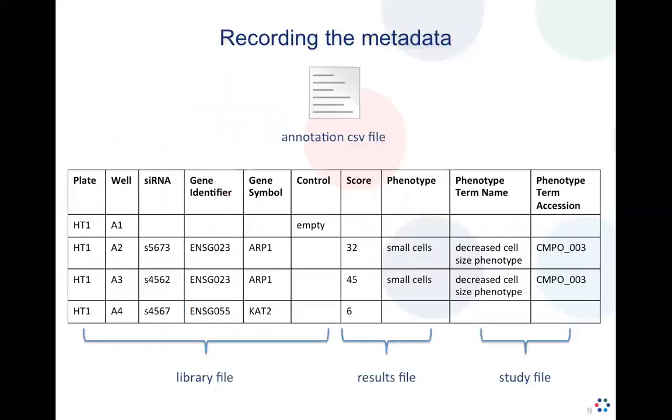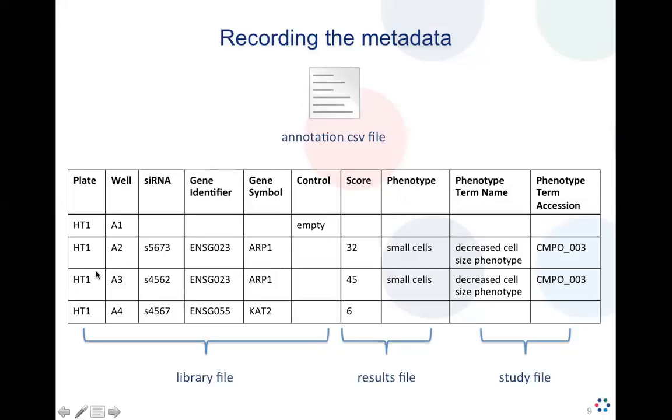Here I've made a made-up example of the annotation CSV file, because otherwise the values are too long, but just to show you what one looks like and where the different bits of information come from. This is a high content screen example, so you can see that I've got the plate and well listed, what siRNA the cells were treated with in each well, the genes that it was targeting and the gene symbol, any information about controls.